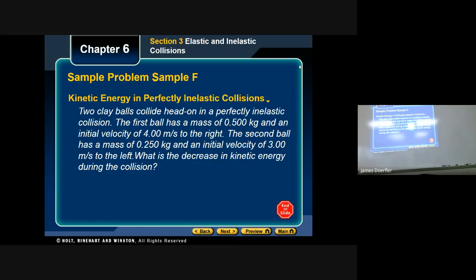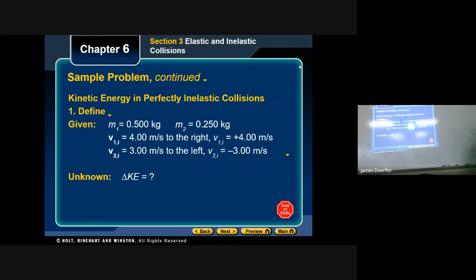Okay, so first, let's write what we know. We know the masses of both clay balls. We know the velocities of both clay balls. Don't forget that the smaller massed clay ball is going to the left. Okay? So we need to figure out the overall change in kinetic energy.